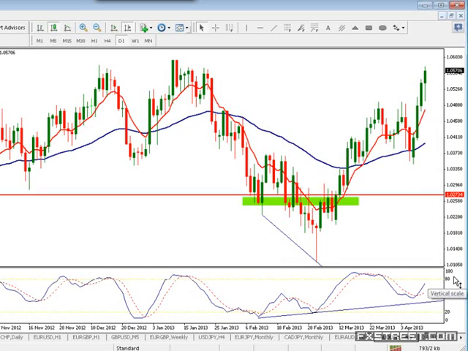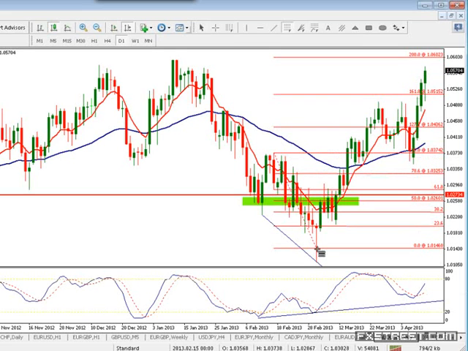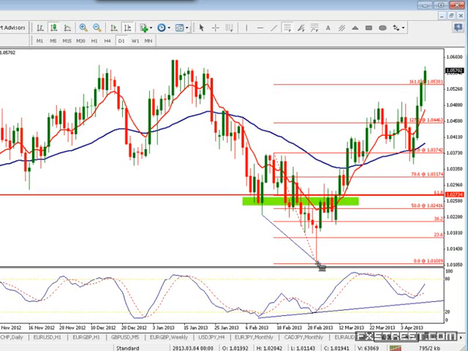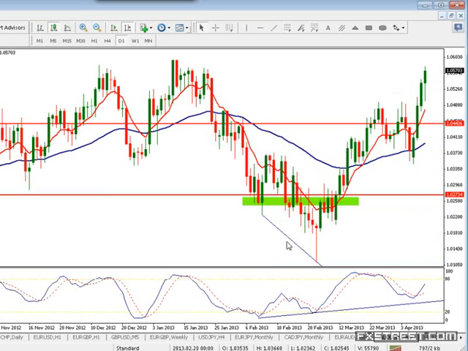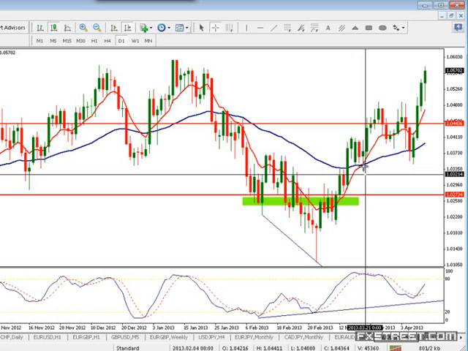Your expected target, I use fibs, so I'll use a fib projection. 127 is the minimum target. This was your target. Now, if you're using your moving averages, what do the moving averages tell you? I've used a combination of, let's say, 9 and 50, which is a very common exponential moving average. You would have entered on the crossover of the moving average. You would have entered your trade over here.